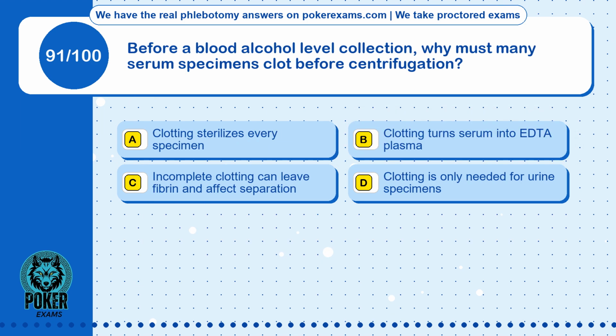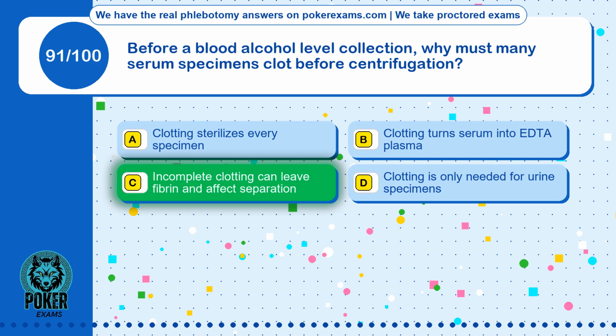Question 91. Before a blood alcohol level collection, why must many serum specimens clot before centrifugation? Option A, clotting sterilizes every specimen. Option B, clotting turns serum into EDTA plasma. Option C, incomplete clotting can leave fibrin and affect separation. Option D, clotting is only needed for urine specimens.